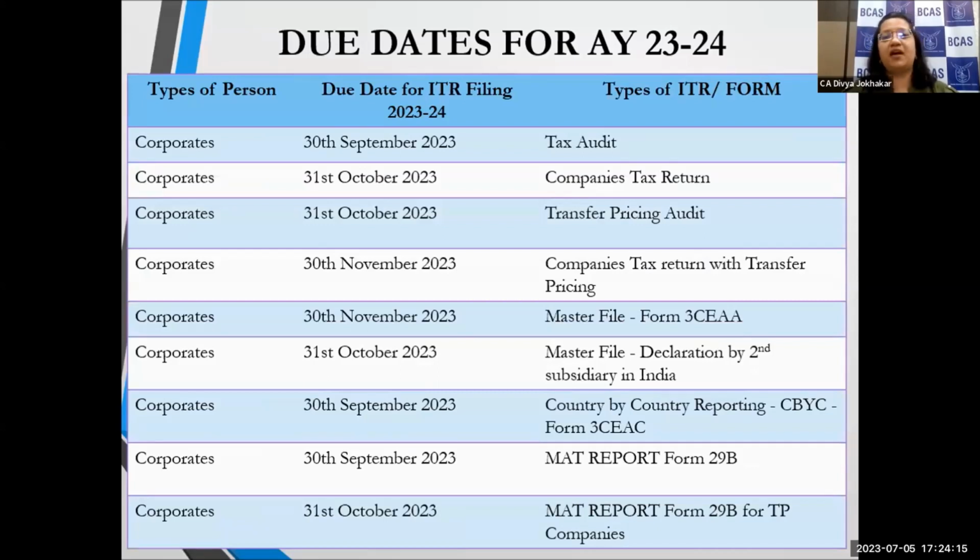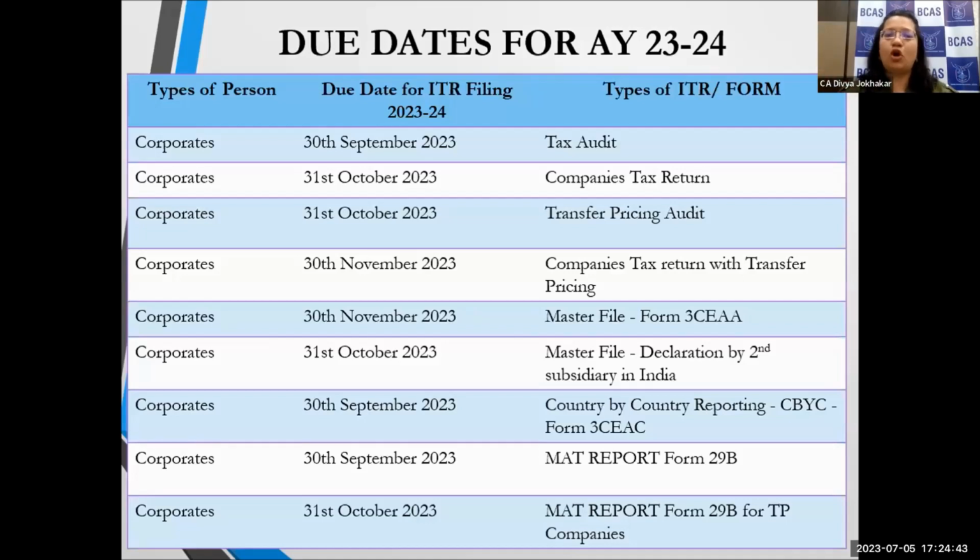Some due dates for master files: for those clients who have entered into international transactions, having a parent or being a subsidiary in India, they will have to file their master file. And in case you are a subsidiary having a fellow subsidiary in India, a sister concern in India, you will have to say, look, I am A Limited, my sister concern B Limited, for example in Pune, and I being in Bombay, I'm filing master file Form 3CE AA by the 30th of November.